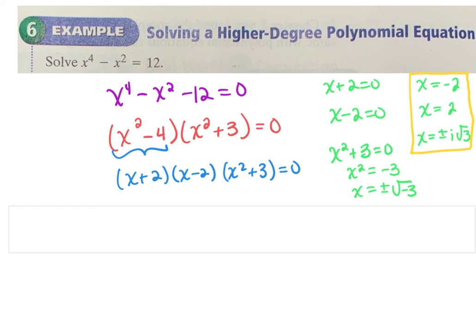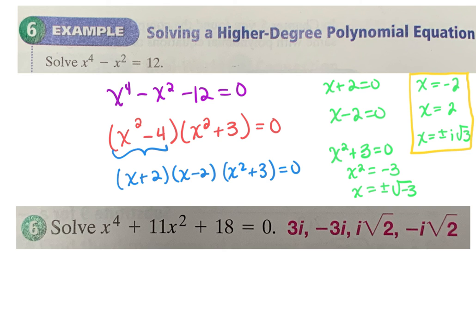How many do I have? I have 1, 2, 3, 4. My degree was 4. If you look at your check understanding, wait, hang on, don't do that. Just not that.